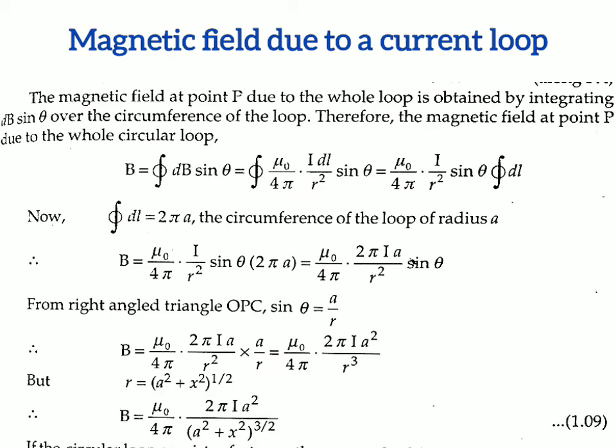so we have the integration of dl only, and the integration of dl, if you add all the dl, you'll get the circumference of the loop of radius a. Hence we have the integration of dl equal to 2 pi a. Hence the magnetic field at point P due to the circular loop is given as B equal to mu naught by 4 pi, I divided by r square sine theta, times 2 pi a, or this is equal to mu naught by 4 pi, 2 pi I a divided by r square sine theta.